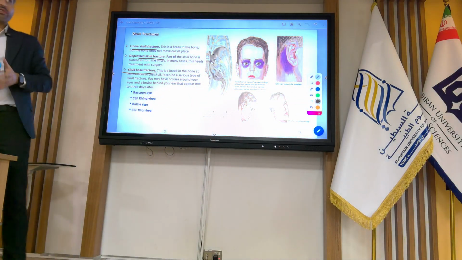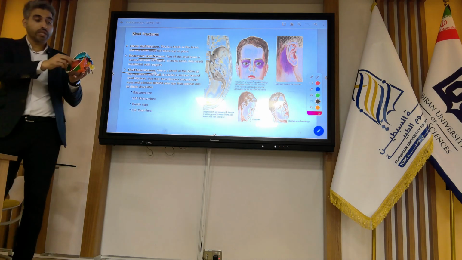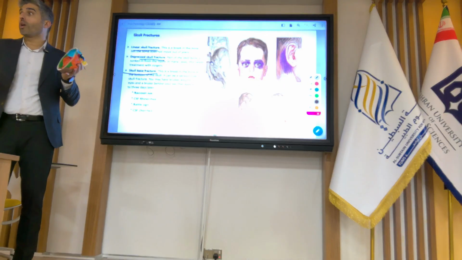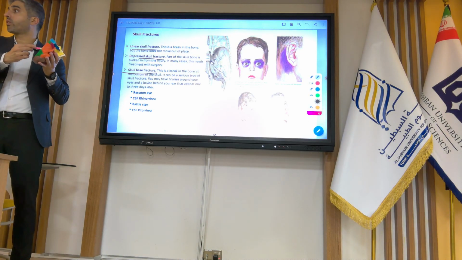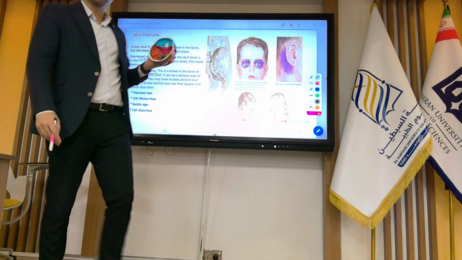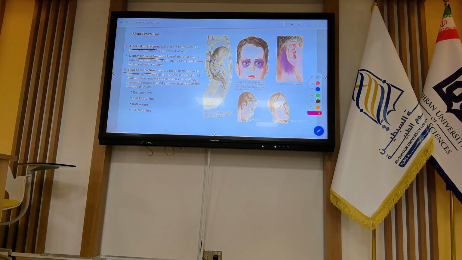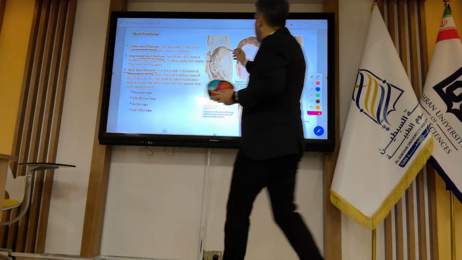A fracture in the base of the skull is classified by the location of the fracture. What does it mean? It means it happens in the anterior cranial fossa, or in the middle cranial fossa, or in the posterior cranial fossa. So, what can be the sign of these problems? If the fracture is in the anterior cranial fossa, the fracture is here.